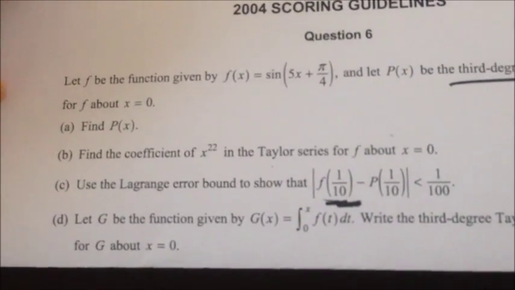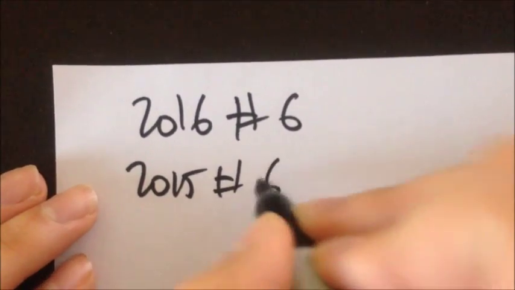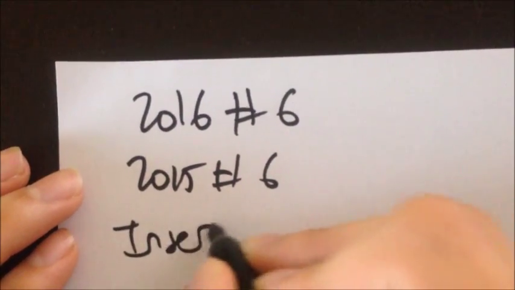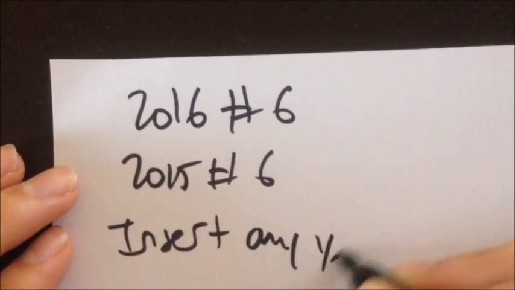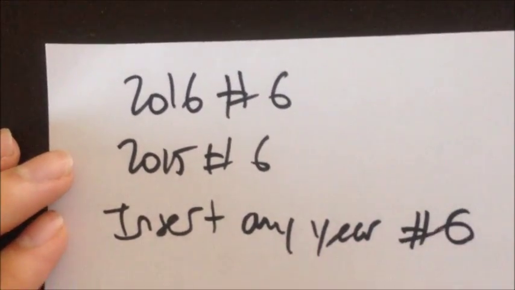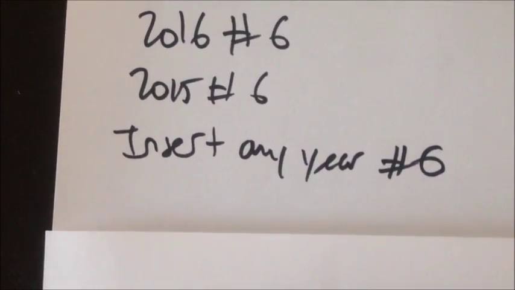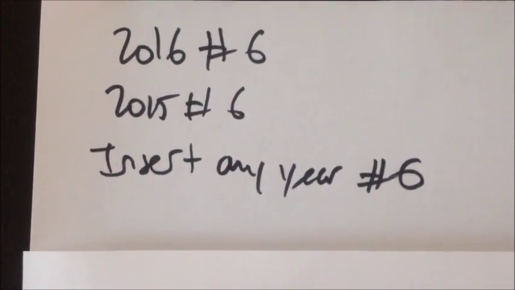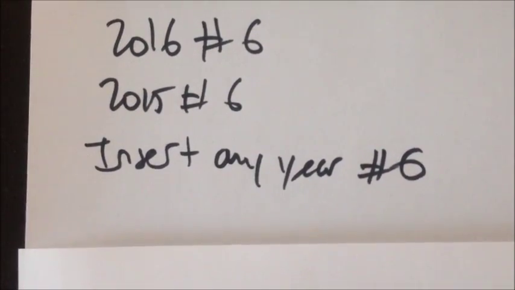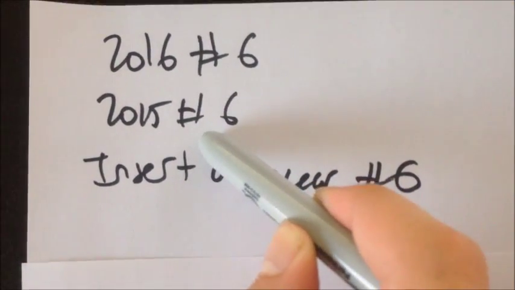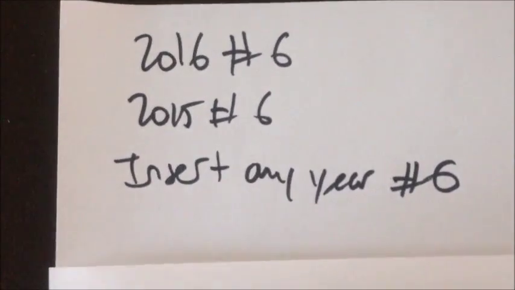If you need more practice, some great ones are 2016 number 6, 2015 number 6, or insert any year number 6. Really, if you go to any AP Calculus BC exam and you go to the 6th problem, you're going to find a Taylor polynomial or series problem. But some good ones are 2016, 2015. 2014 is a good one. 2013 is also a good one.